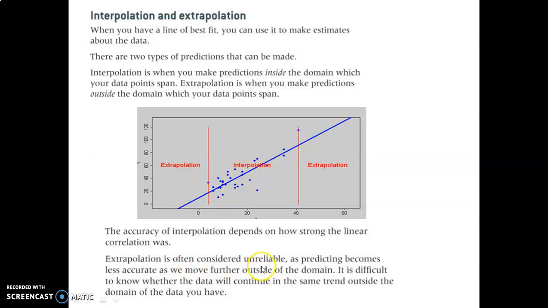Extrapolation is often considered unreliable, as predicting becomes less accurate as we move further outside of the domain. Since we had no data out here, this line may not be an accurate description of what would happen if we did have data out here. So we can only really rely on our line within here to predict values. But when you go beyond our data, it becomes unreliable, because it is difficult to know whether the data will continue in the same trend outside the domain.